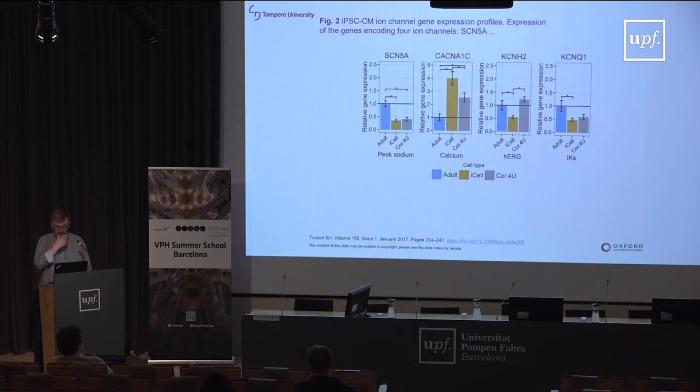I don't recall anymore. I think, yeah, they're sodium, calcium, HERK, and IK channel genes. And they are adult, and the iPS cell-derived cardiomyocytes are two different cells that you can buy from shop nowadays. And you can see that they are different. Of course, these are individuals from whom the cells have been derived.